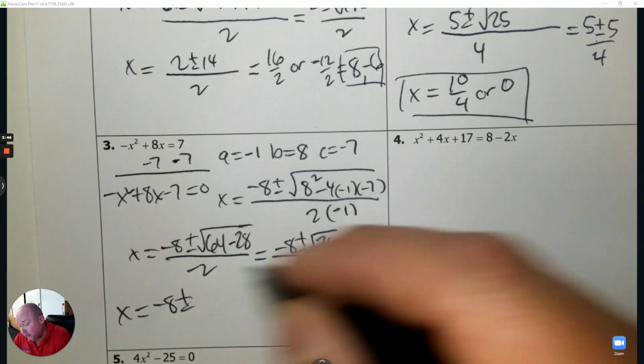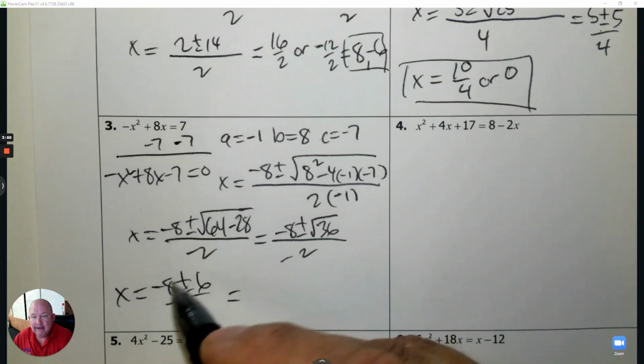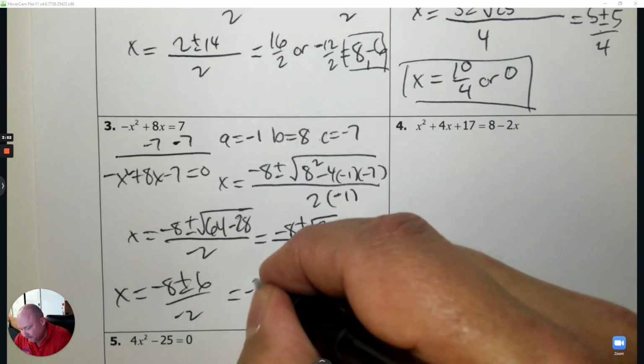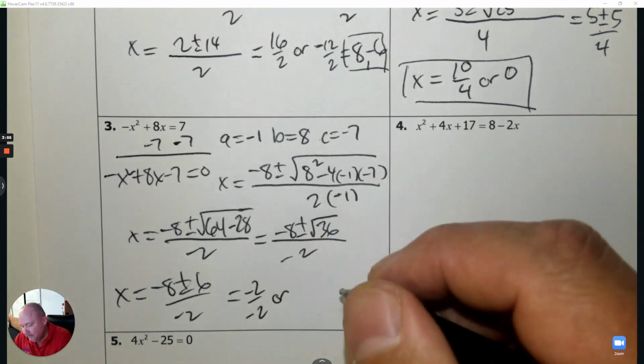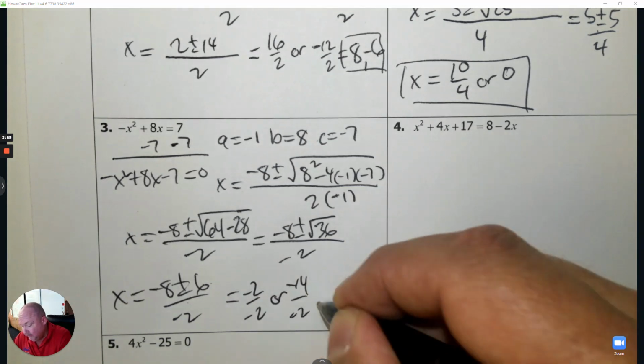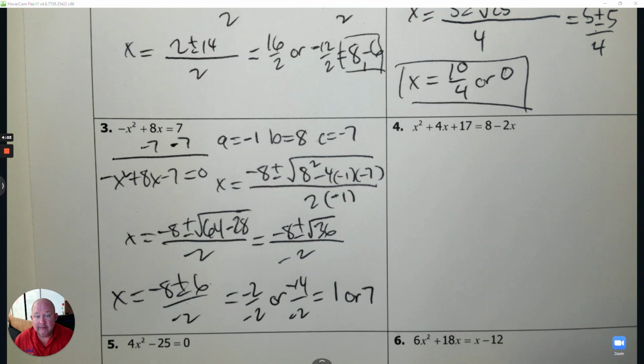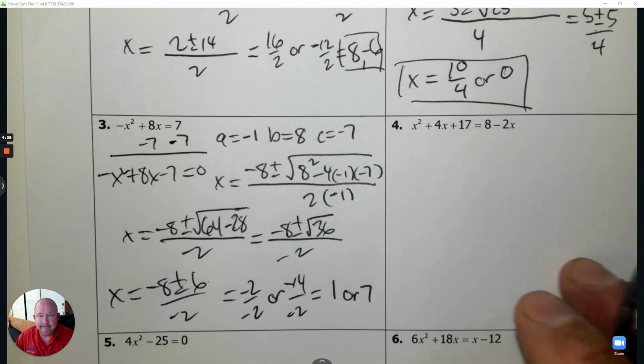So, first of all, the square root of 36 is 6. And now the two answers. -8 plus 6 or -8 subtract 6, -14. So if I simplify that, the two answers are +1 or +7.